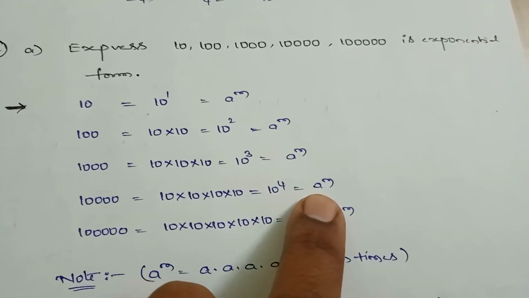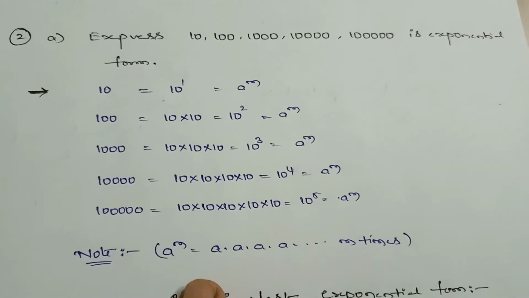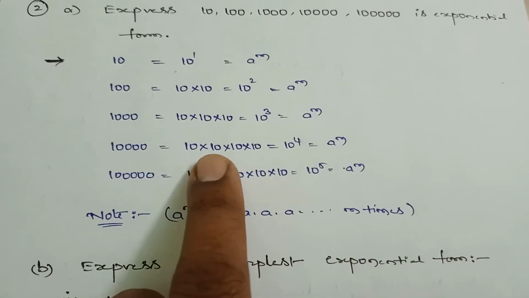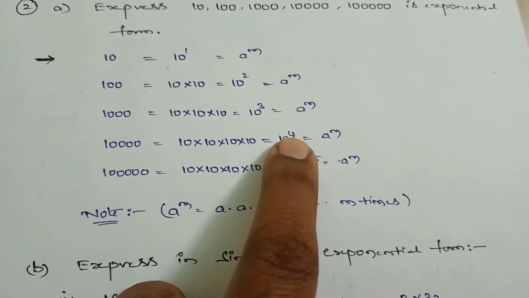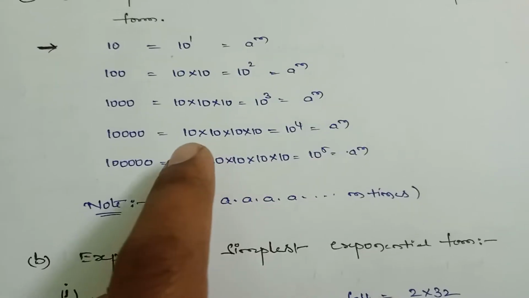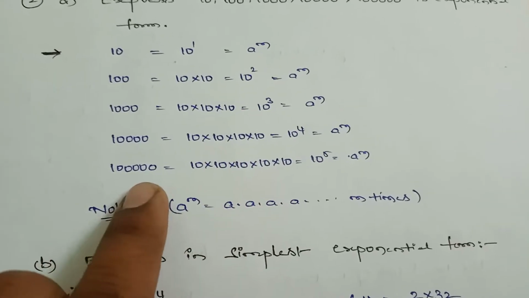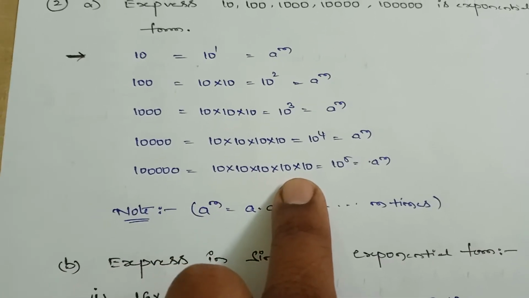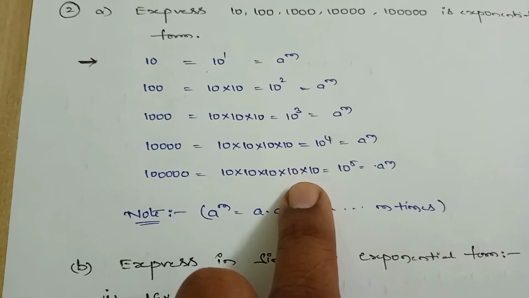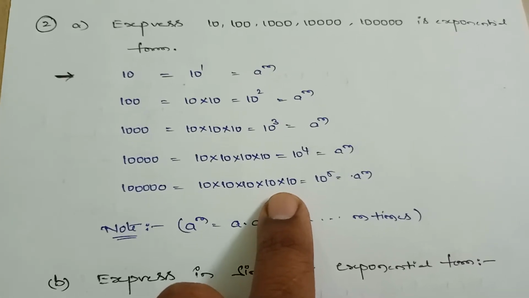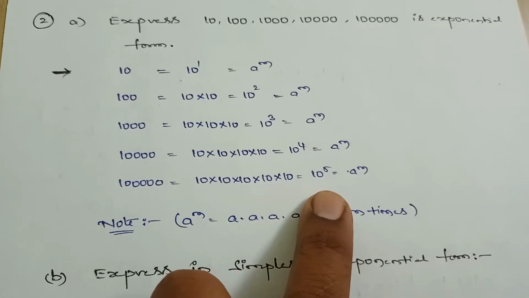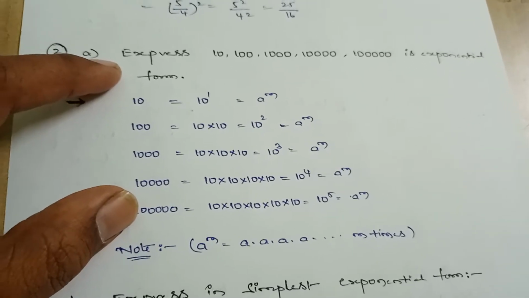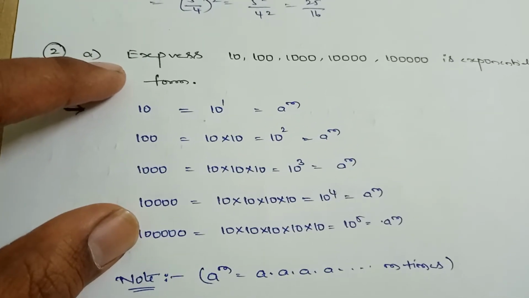This is in the form of a power m, guys. So I have mentioned here where the base is repeated m times. Here also the base is repeated 4 times. Always the power indicates the number of times the base is repeated. 1 lakh can be written as a product of 5 terms, that is 10 into 10 into 10 into 10 into 10. That's it. These are all the simple one word answers you may expect in the objective type.